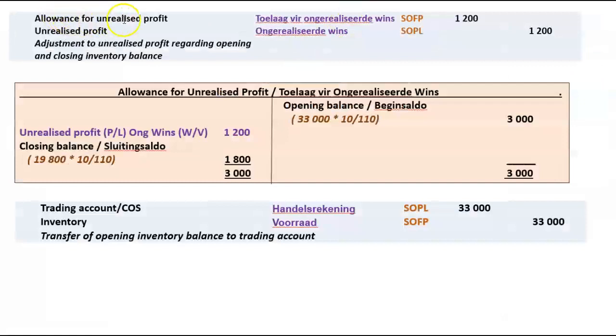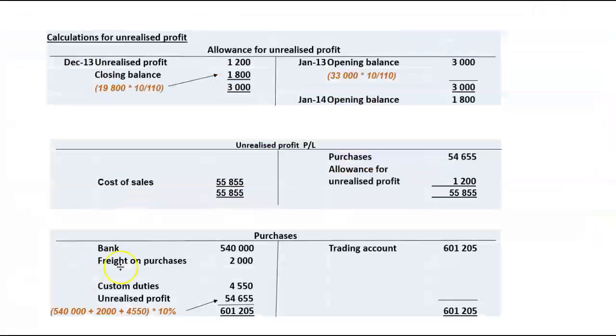There it is. Allowance for unrealized profit, statement of financial position, 1,200, and we're going to credit the unrealized profit, P&L account, which is a statement of profit and loss account, income statement account, 1,200. So now we're done with that one. Great. So the only thing that's really left that we have to do, we've done the purchases.